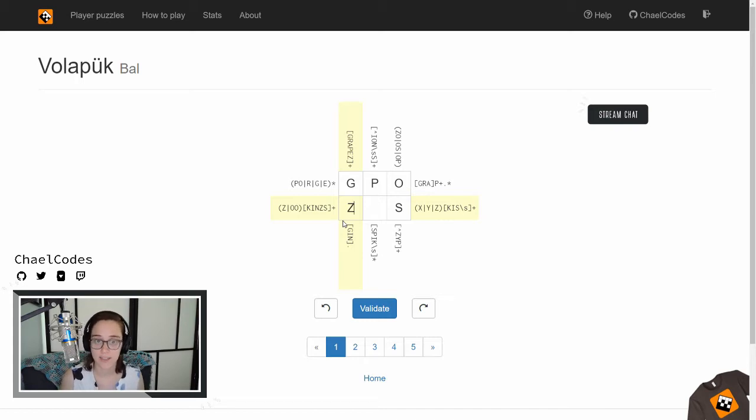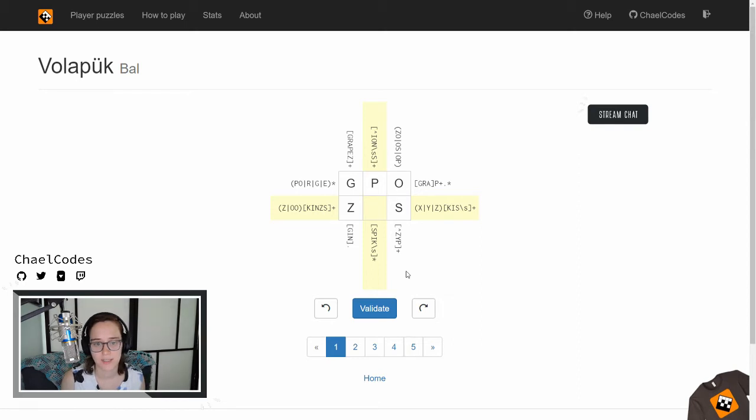Z is included in there, so we're good. That plus sign means one or more, so G, Z is fine. If I look at my bottom regex pattern, I have a dot, which can be absolutely any character, so it looks like I'm fine on that one as well. Now I can move on to this one.